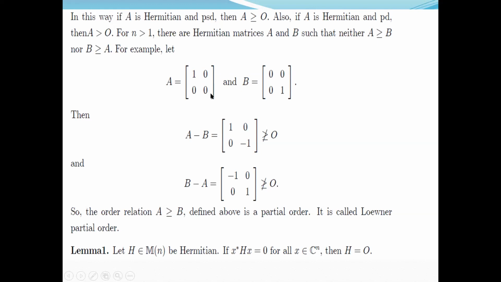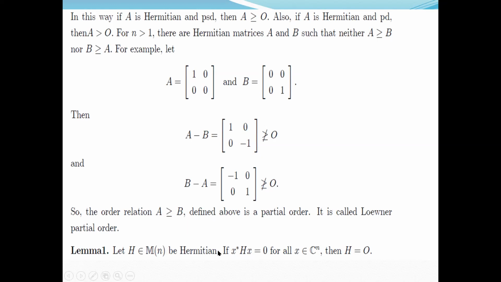For example, we have this matrix A and this matrix B. Then A minus B is 1, 0, 0, 0. This is neither greater than 0 nor less than 0 because this is not a positive semi-definite matrix. Also B minus A is not a positive semi-definite matrix. So the order relation defined above is a partial order. Partial order means it does not hold for all matrices, but there are Hermitian matrices for which this order holds. And it is called the Löwner partial order.